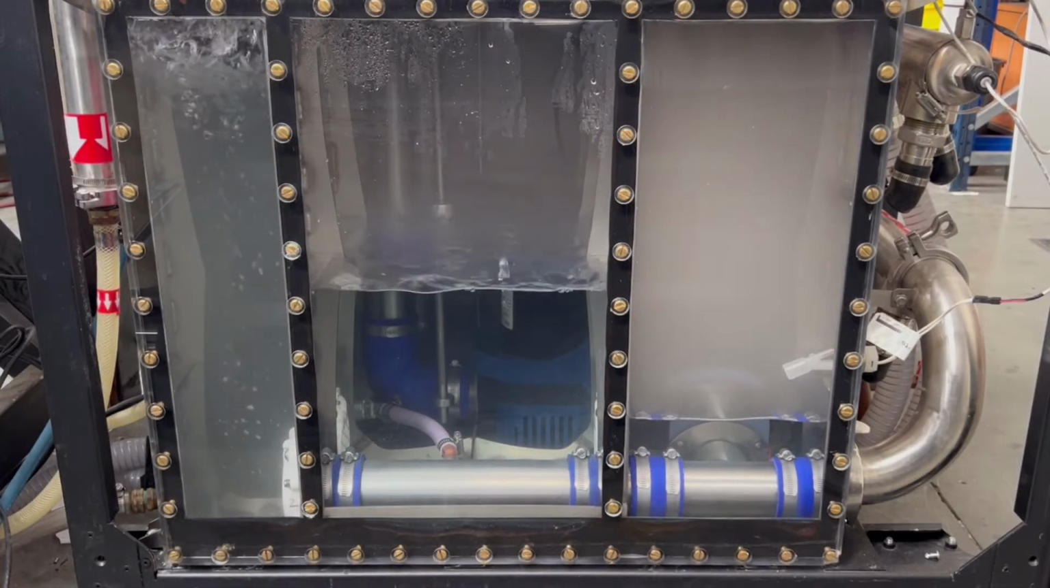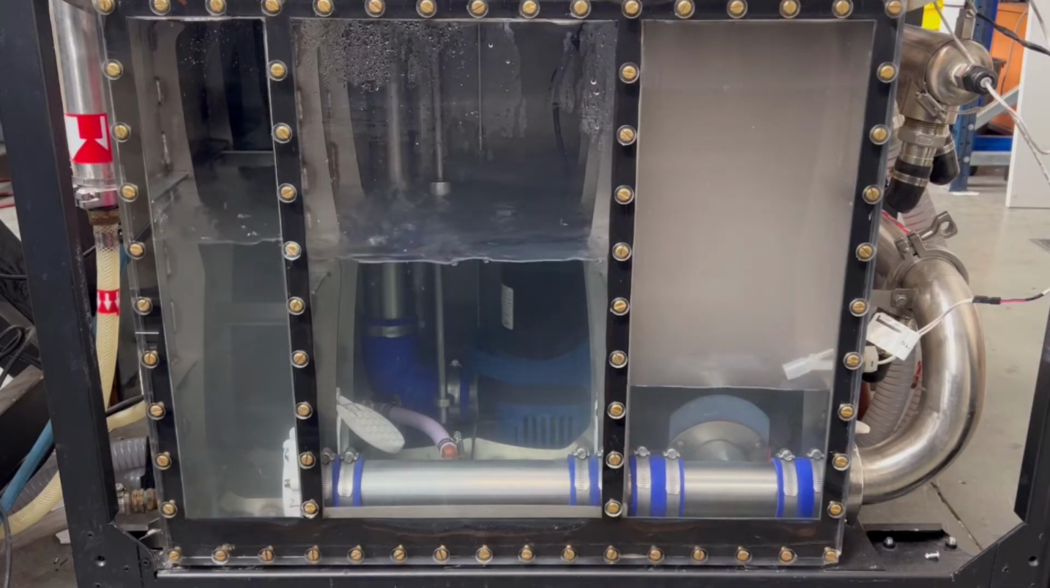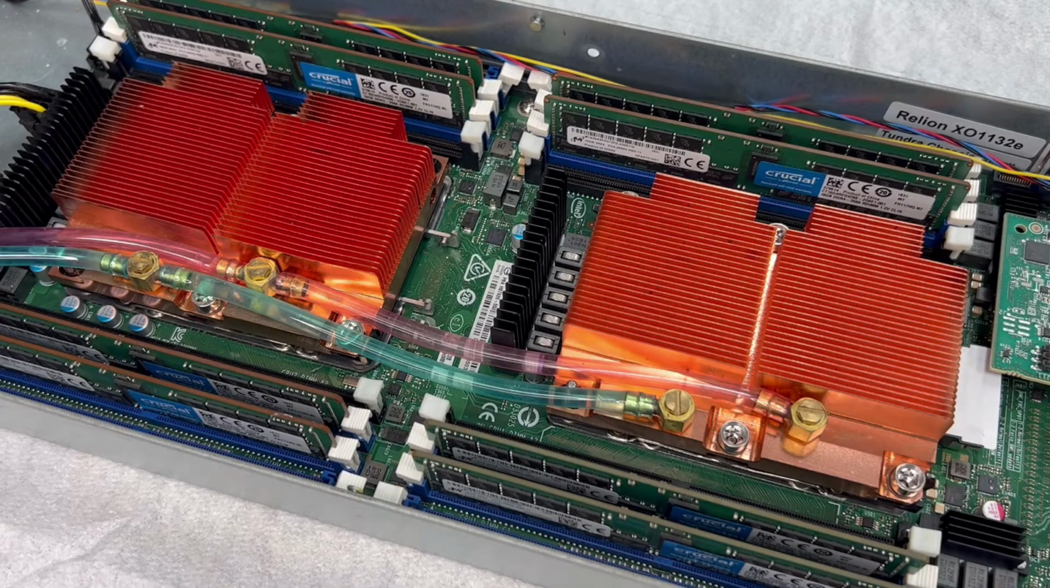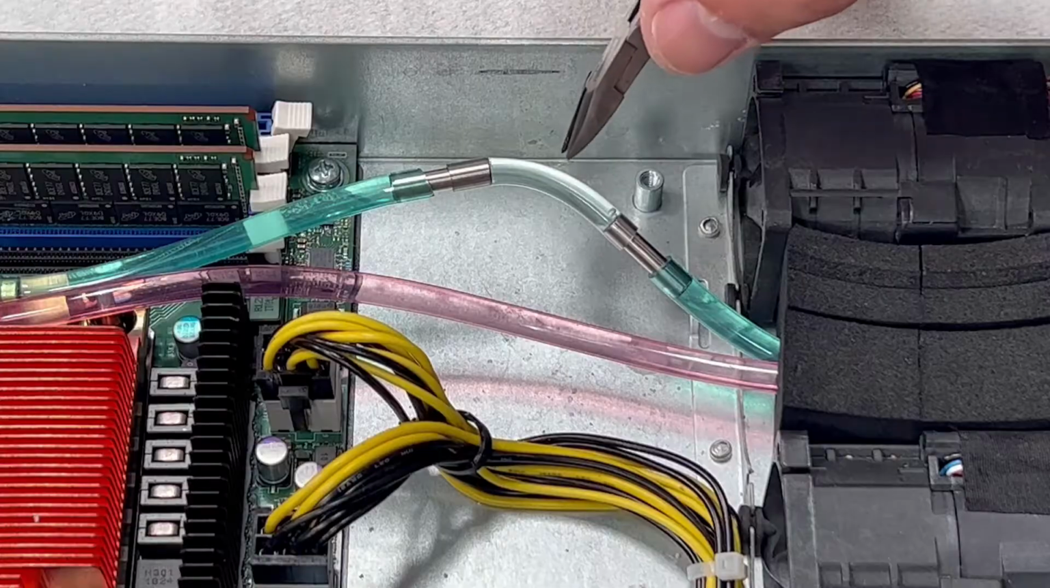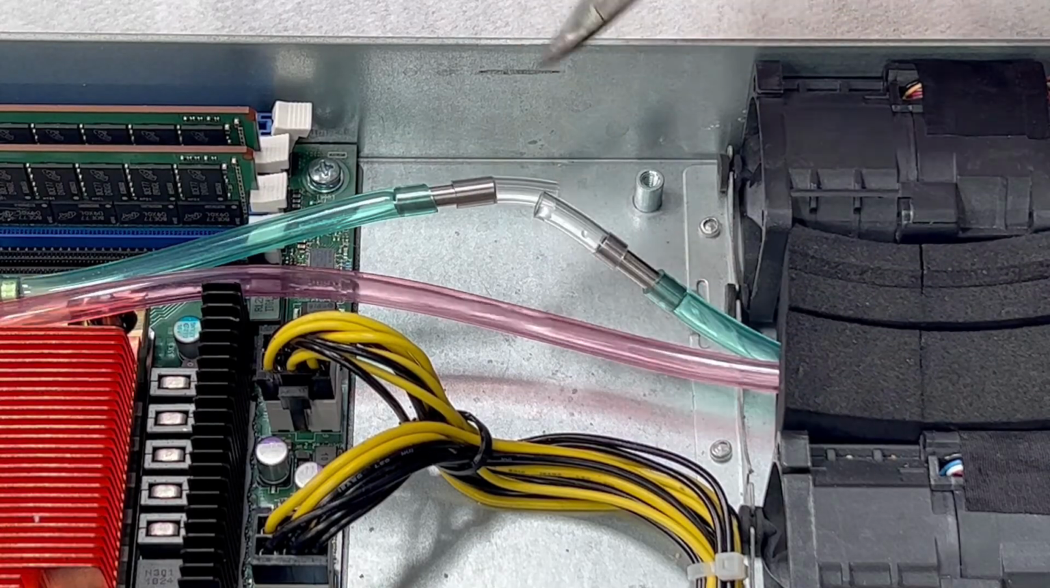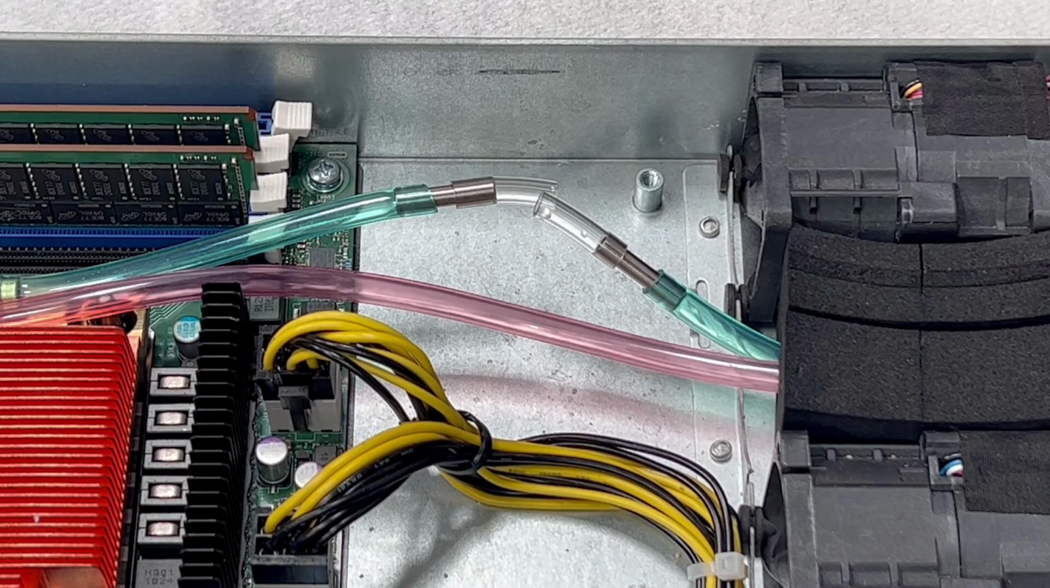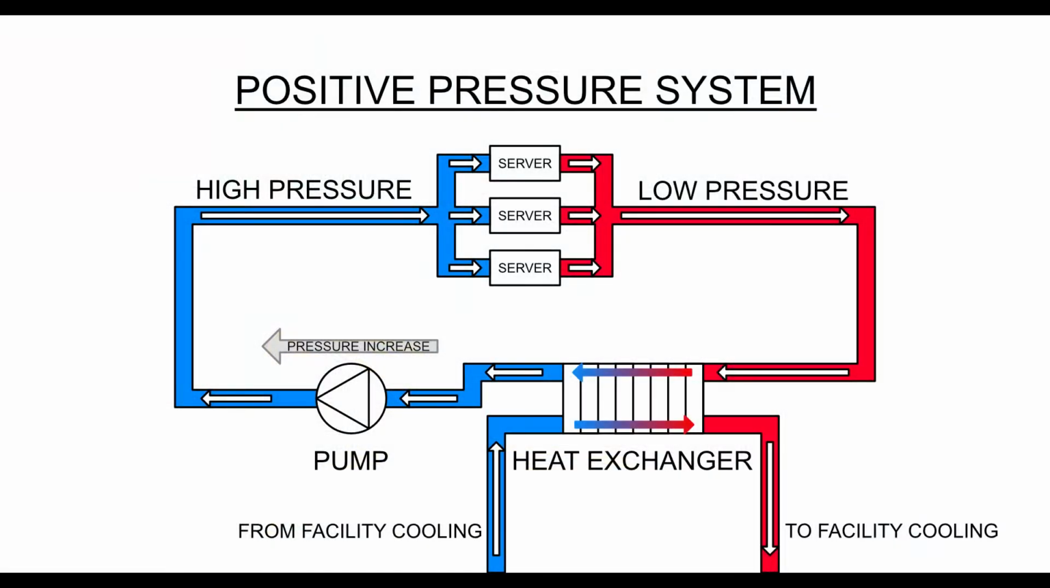Chilldyne's liquid cooling systems operate on negative pressure. But what does this mean, and how does a negative pressure liquid cooling system differ from a positive pressure liquid cooling system? This is an overview of a positive pressure liquid cooling system.